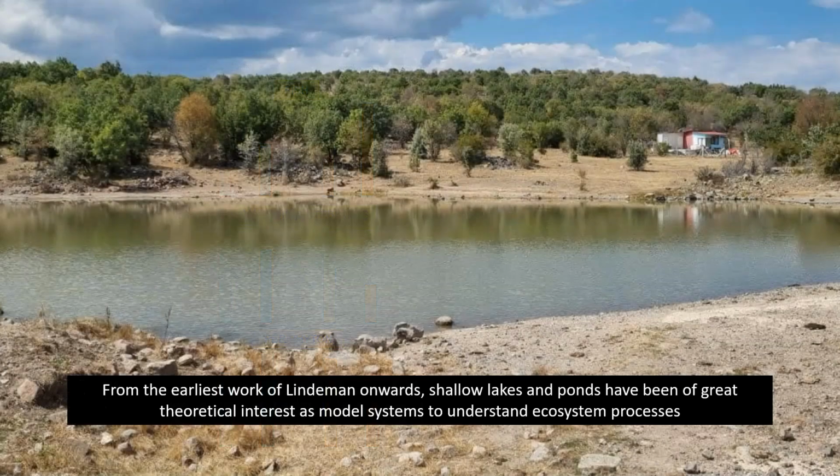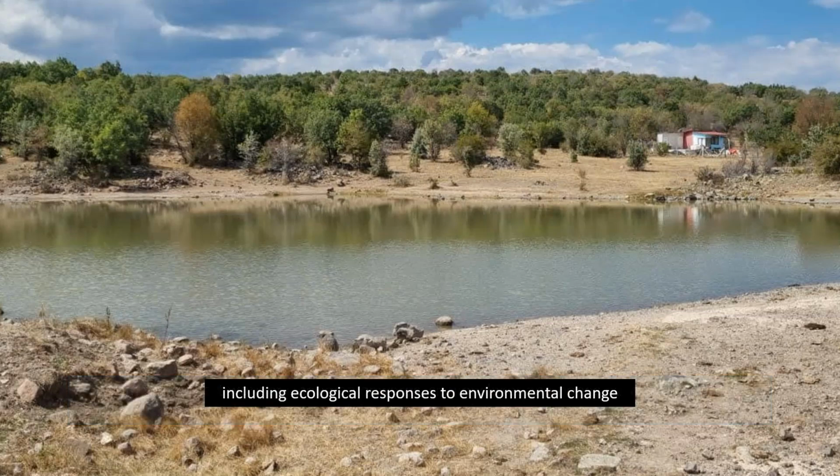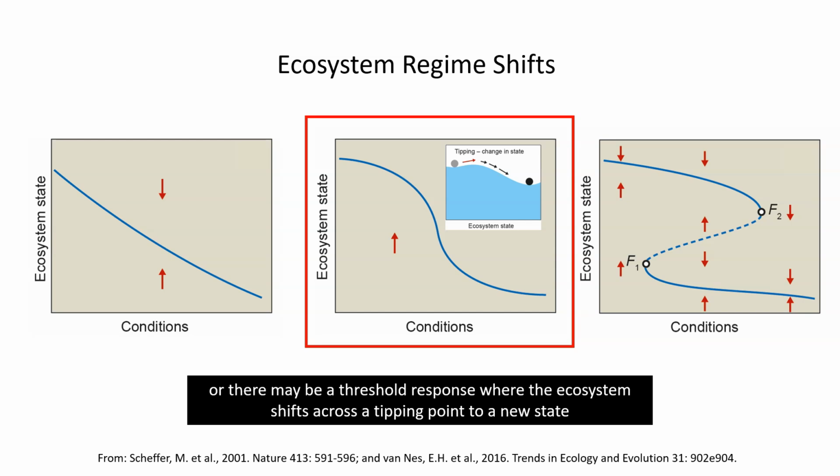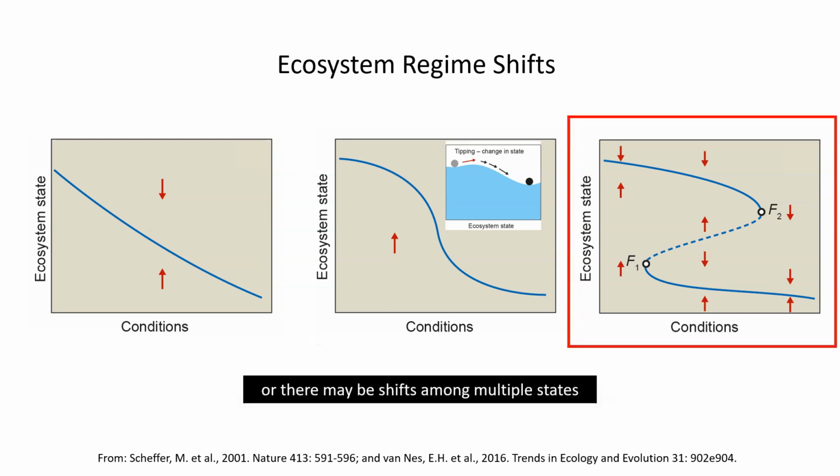From the earliest work of Lindemann onwards, shallow lakes and ponds have been of great theoretical interest as model systems to understand ecosystem processes, including ecological responses to environmental change. In general terms, changing environmental conditions can potentially lead to ecosystem change in a smooth, continuous way, or there may be a threshold response where the ecosystem shifts across a tipping point to a new state. Or there may be shifts among multiple states.